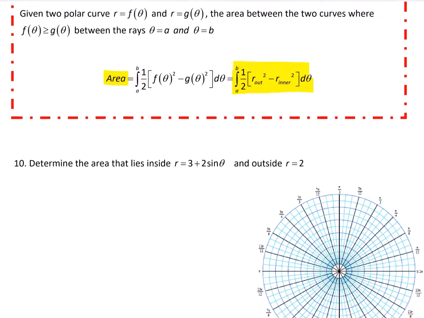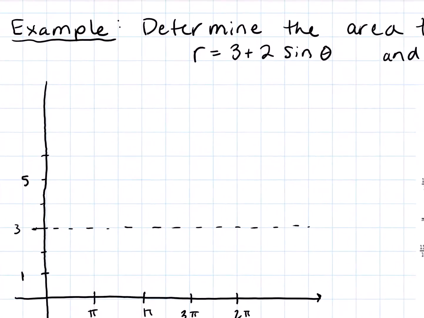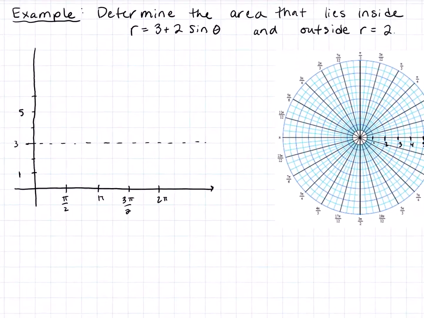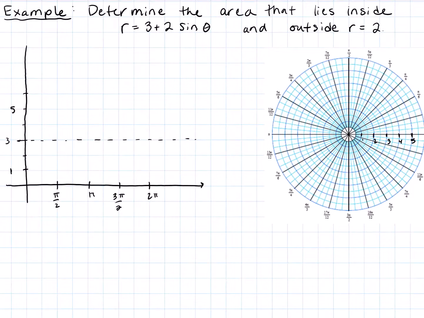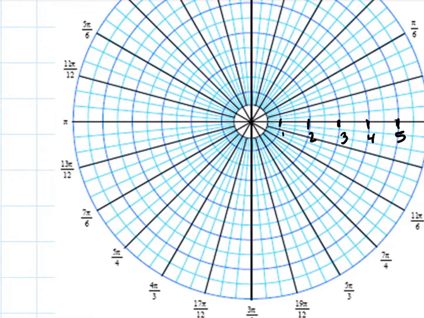Okay, so let's do an example. This is the one I want to do, but I actually set it up over here. So let's get that up on the screen. Let's determine the area that lies inside r equals 3 plus 2 sine of theta, and outside r equals 2. Real quick, r equals 2 is simply a circle where the radius stays fixed. So r equals 2 is just this circle. I'm going to zoom in here so I can get on the actual curve. Just a circle of radius 2.